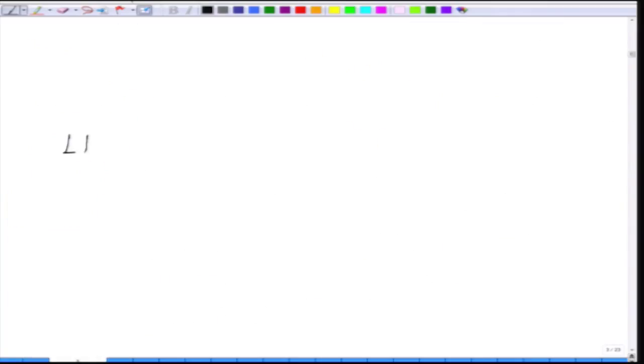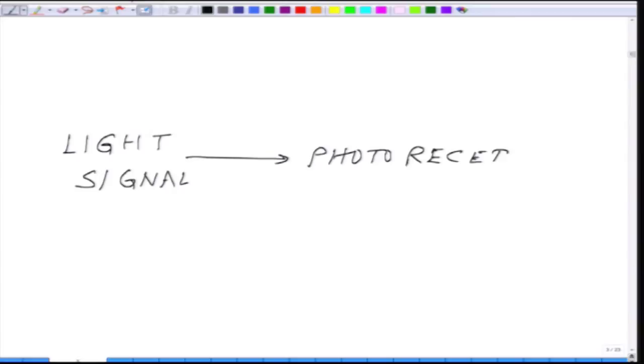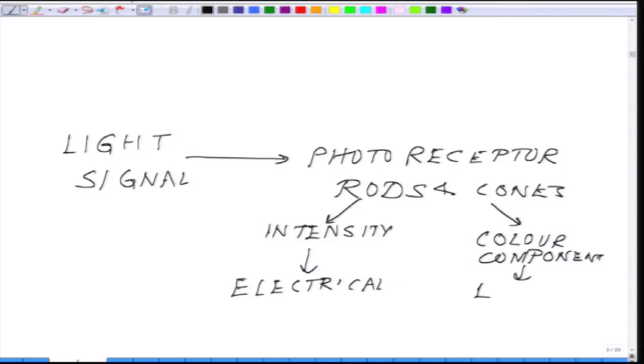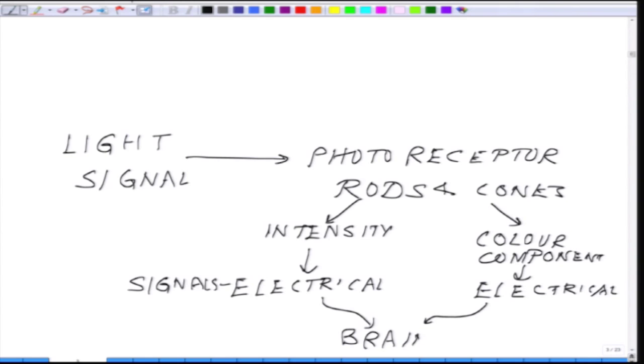So here you have the light signal falling on the photoreceptor, which includes rods and cones. Depending on the situation, it could distinguish the color component, and if it is dark, it is not going to do so, and the intensity. And these are coded as electrical signals, and these electrical signals are essentially sent to the brain for further processing.